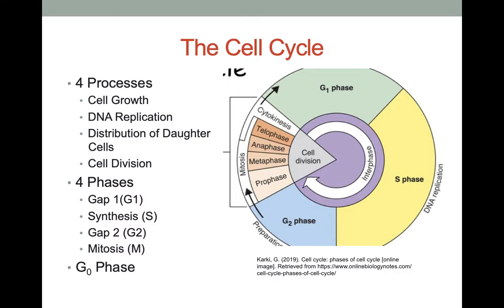And then in mitosis, duplicated DNA is divided methodically into two daughter cells. So this is where you have prophase, metaphase, anaphase, and telophase, as you can see in this diagram. And cytokinesis is part of this as well, where the two cells actually pinch off and separate, forming the two unique daughter cells.